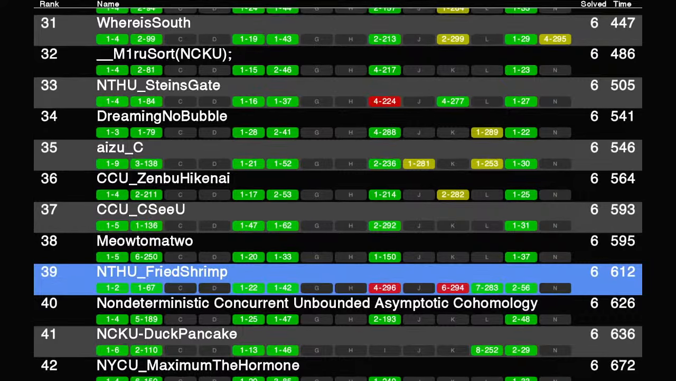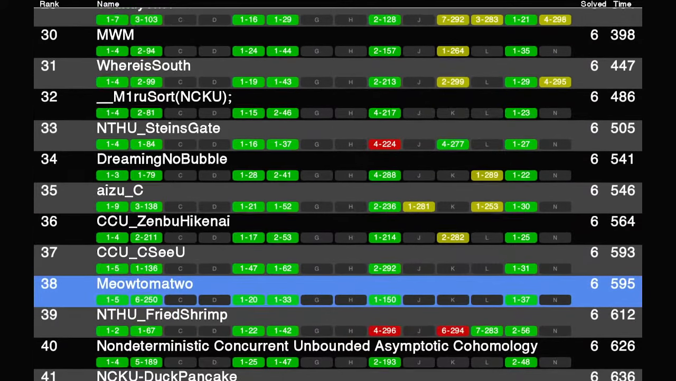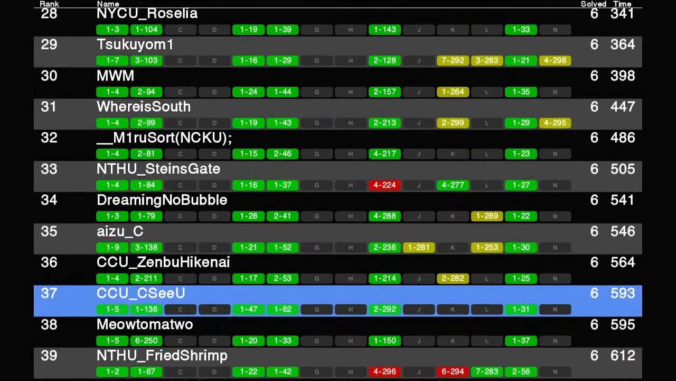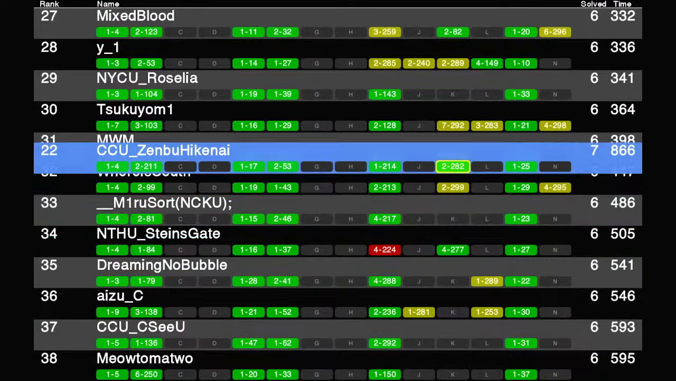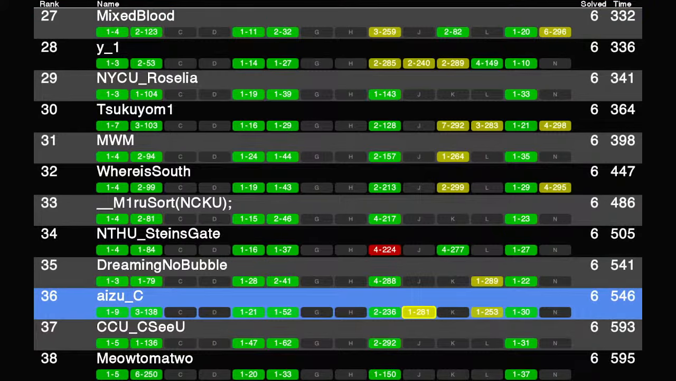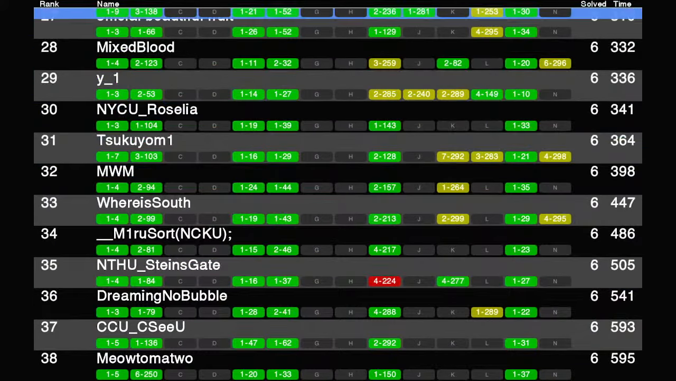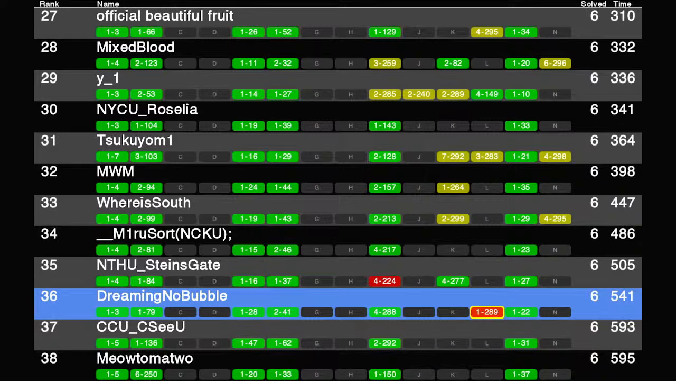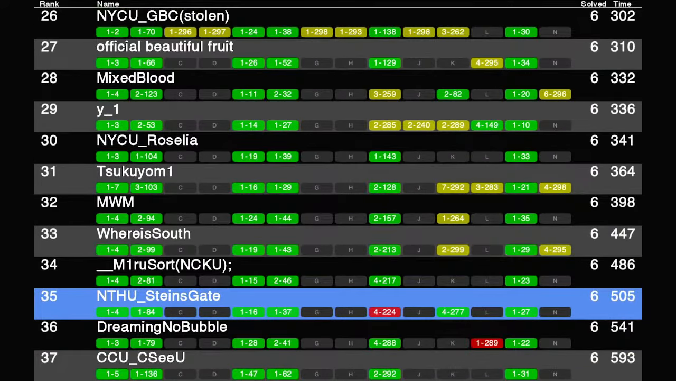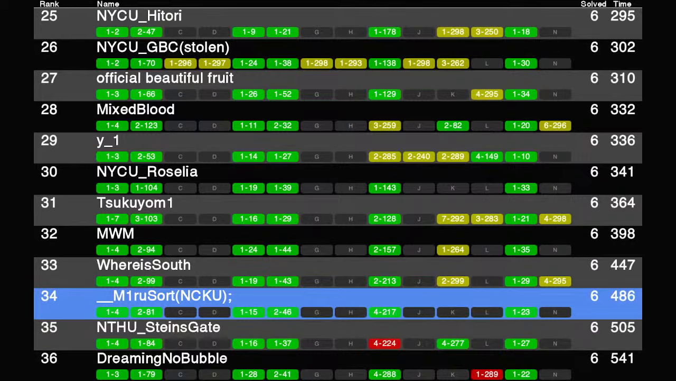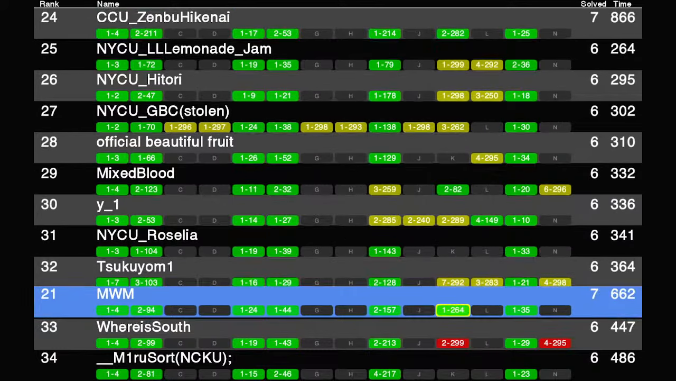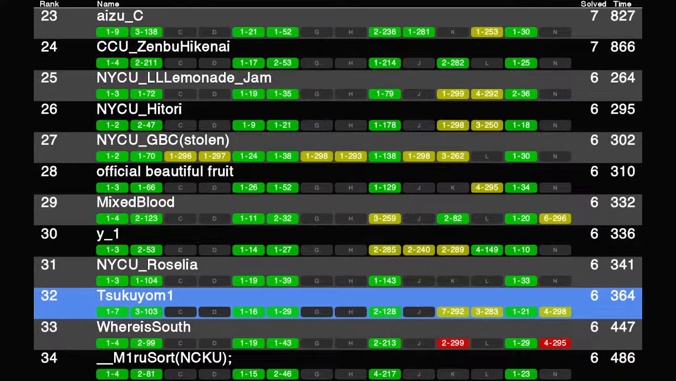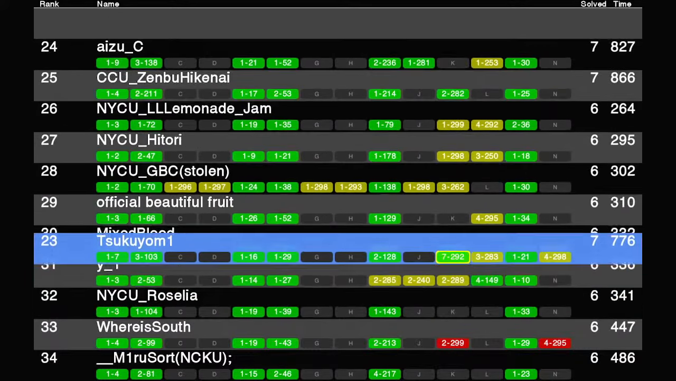NCKU duck pancake is also finished. Non-deterministic concurrent unbounded asymptotic homology is finished. NTHU fraction is finished. Meow Tomato is finished. CCU is also finished, but CCU is going to got a yes. ICPC got a yes on problem J. Streaming no bubble on problem L is a no. NTHU Stein Skate is finished. Middle Soul NCKU has no submission left. Where South on problem K is a no, and also no on problem N. NWN has a yes on problem K, and Tsukuyomi, 3 submissions, the first one is a yes.